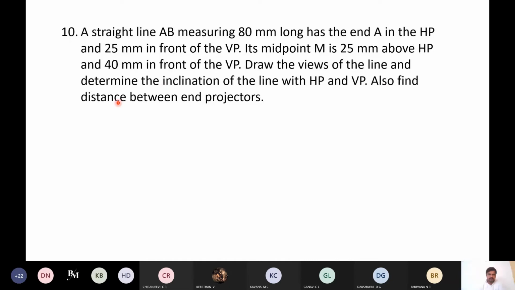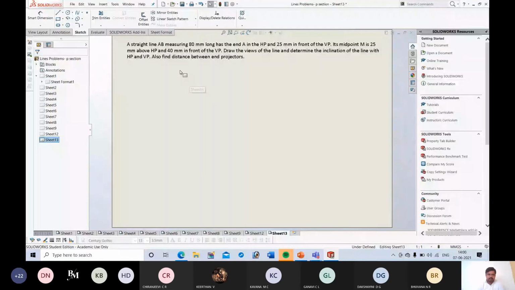Same problem. So first I will note down what is given. A straight line AB measuring 80 mm long. That means the length of the line is 80 mm.